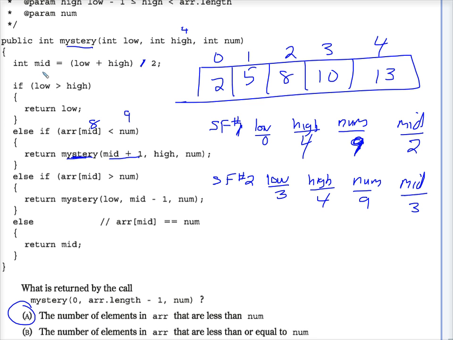Okay, we're not done yet. We have to analyze this if-else-if statement. Is low in stack frame 2, is low greater than high? No, it's not. Is arr[mid] less than num? Well, those were numbers from a previous stack frame. Let's see, mid is 3. That would take us to the number 10. We're really asking here, is 10 less than num? And num is 9. No, it's not. This is a false. So we come down here. Is 10 greater than num? Yes, it is. 10 is greater than 9.